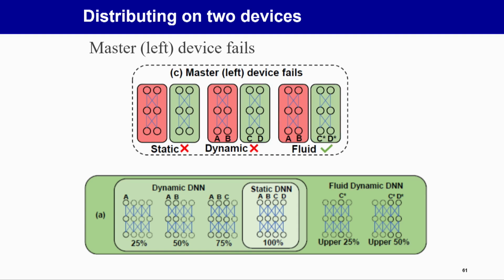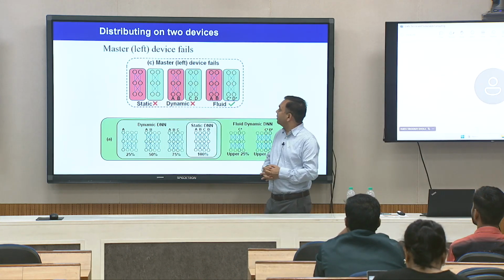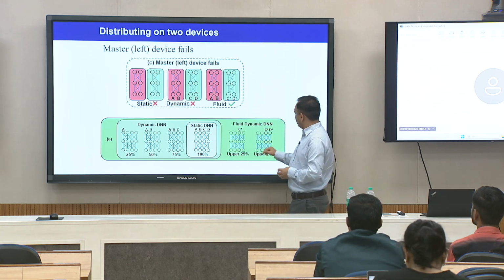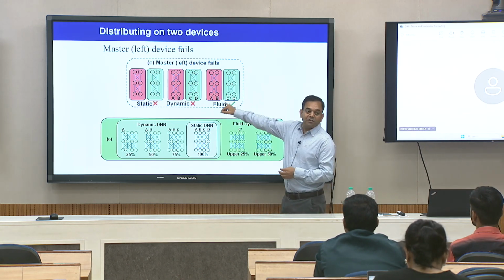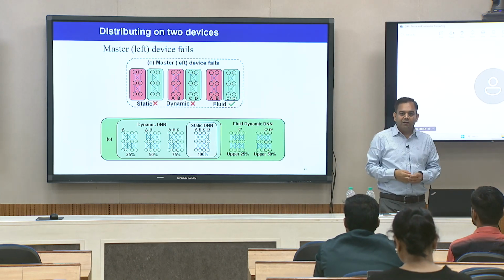Now if we say the left device fails, the master fails, you can see the left one is red. Static is not going to give any results. And if you look at dynamic, it is also not going to give you any results, because dynamic is trained in an incremental way. So if AB fails, there is nothing like CD in how dynamic DNNs are trained. But if you look at ours, we have trained the upper part. So this part is still going to work, and you will still get some results from this.